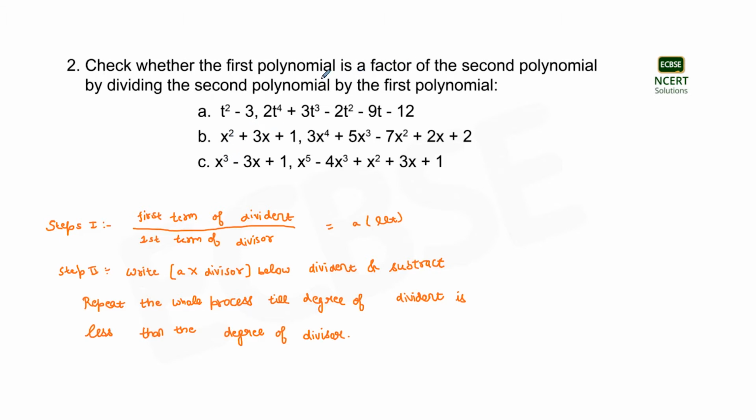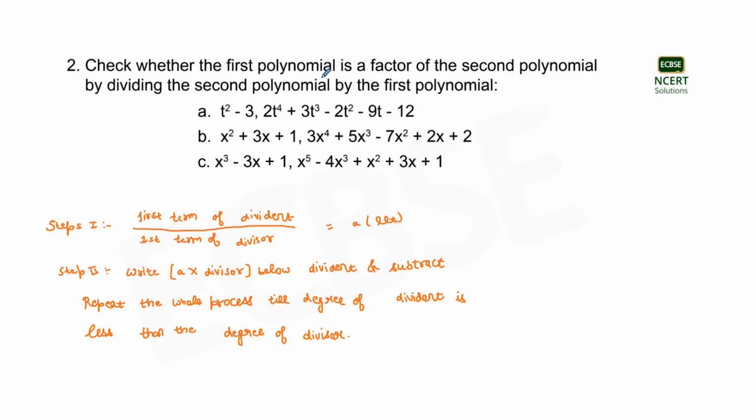As we know, the first polynomial can be a factor of the second polynomial if and only if, on dividing the second polynomial by the first polynomial, the remainder obtained is equal to 0. In order to perform the division, we have to use the long division method. That is, by using the long division method, we will divide the second polynomial by the first polynomial.